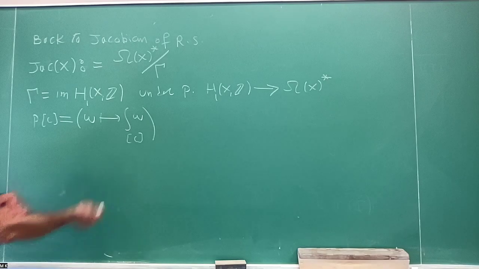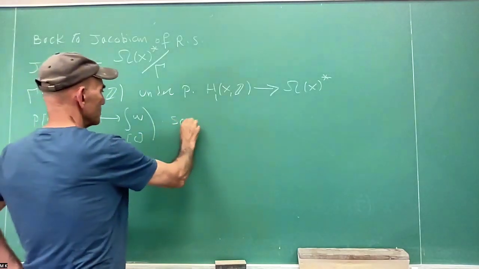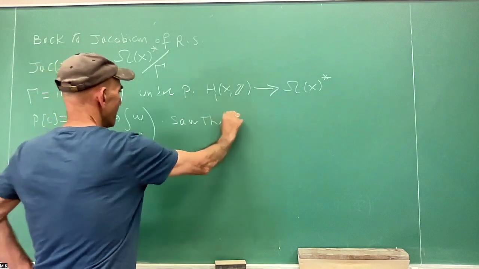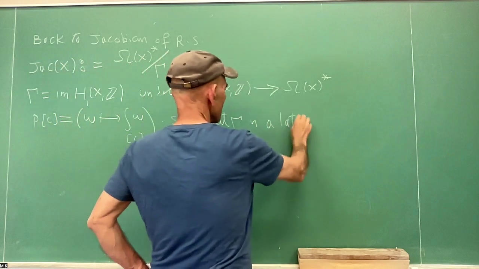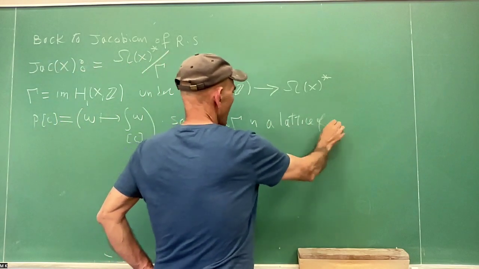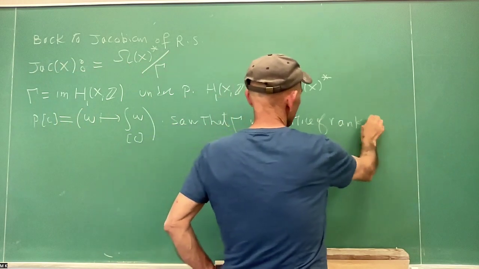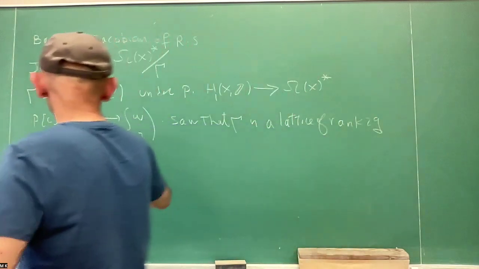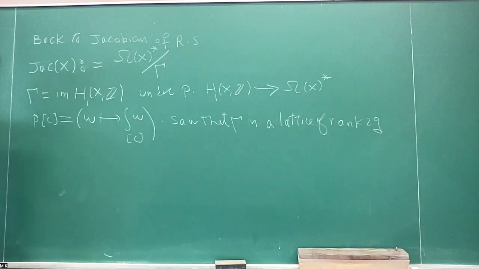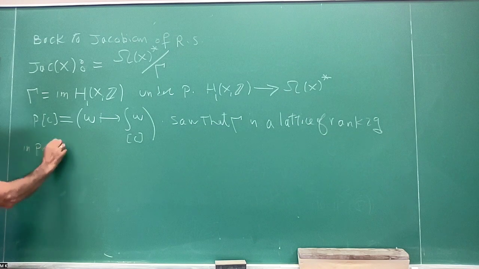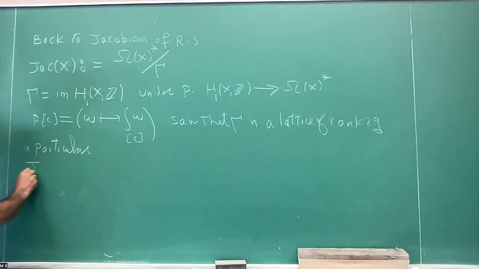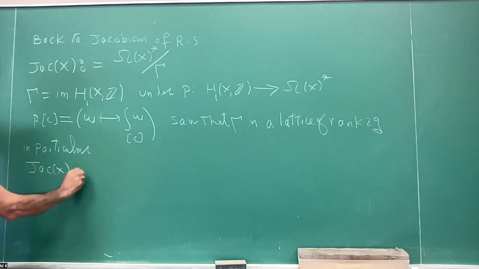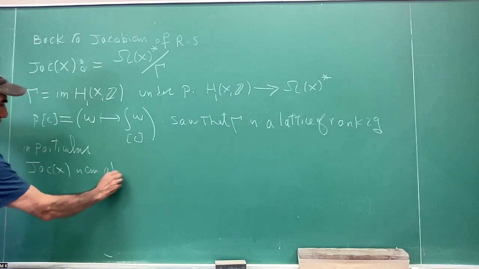We saw that this Gamma is a lattice of rank 2g. So in particular, the Jacobian of X is an abelian variety.